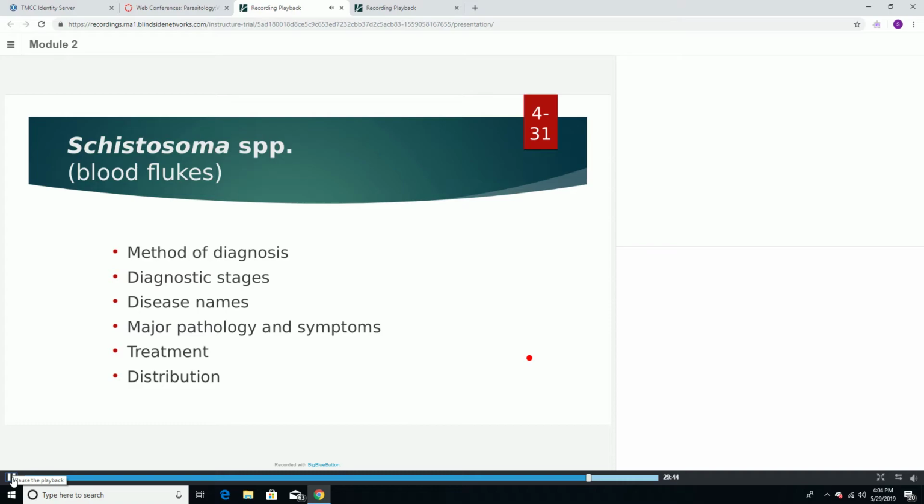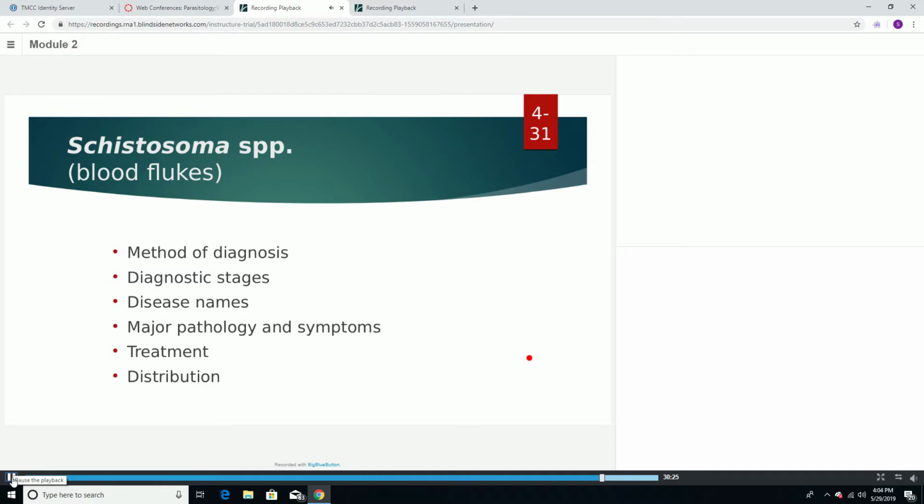All right, the next parasite that we're going to talk about are Schistosoma species. There's a couple of different species, but these are generally known as the blood flukes. So method of diagnosis, we're going to see Schistosoma mansoni and Schistosoma japonicum, where we could recover eggs in feces or a rectal biopsy. We have Schistosoma haematobium, and here we could recover eggs in urine. This information can be found in your book, and I highly recommend that you go through each specific species and see where you're going to recover eggs.